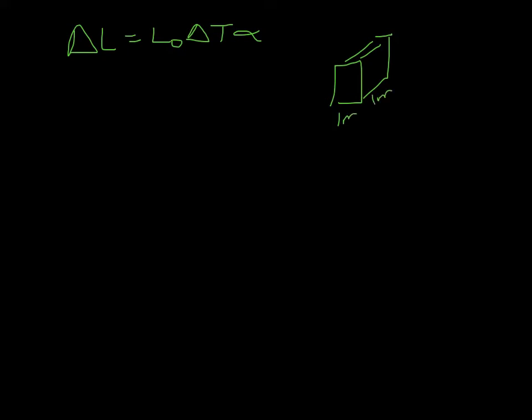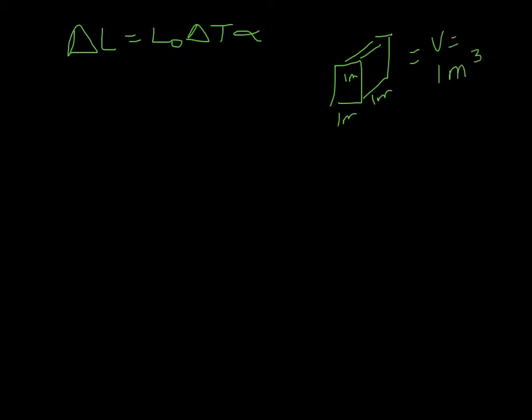Okay, this is the solution to our alpha beta problem. So we have the equation that our change in length is equal to our original length times our change in temperature times alpha. And we assumed that we had a cube that was 1 meter by 1 meter by 1 meter. Okay, so the volume of this is a cubic meter.